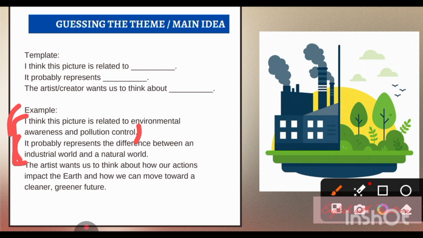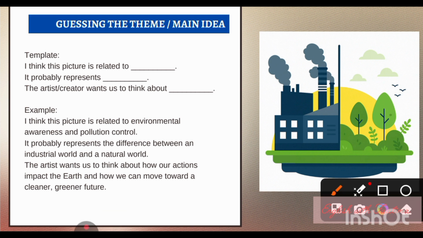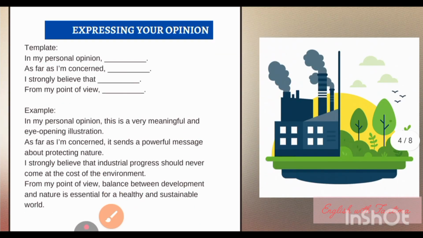If you don't want to use this line, you can say it probably represents the difference between an industrial world and a natural world, right? And if you don't want to use these two lines, you can write the third line. The artist wants us to think about how our actions impact the earth and how we can move toward a cleaner, green future. You can use any of these lines. Now, you have to give your opinion, your feelings, thoughts. So you can say, in my personal opinion, this is a very meaningful and eye-opening illustration.